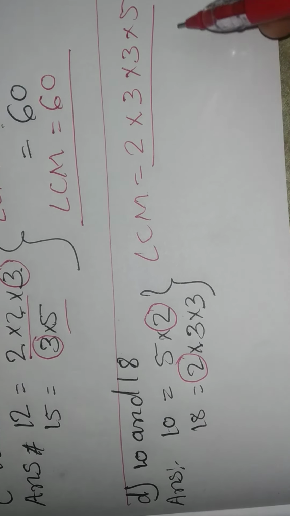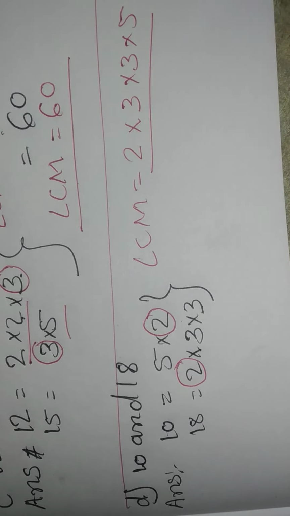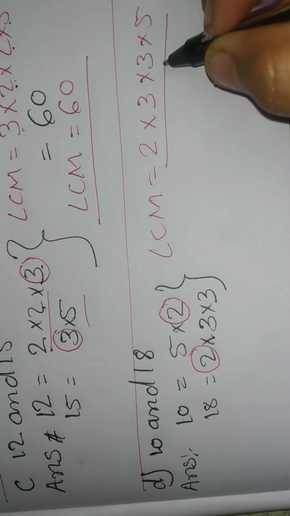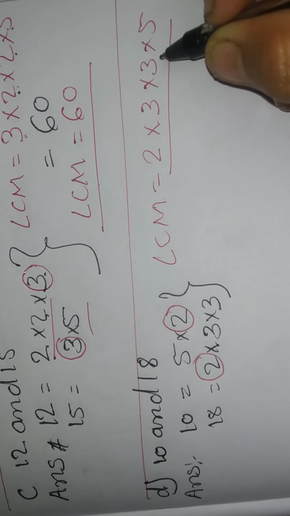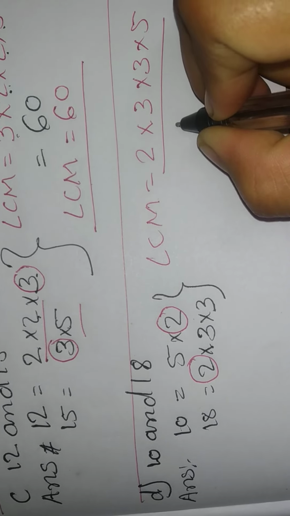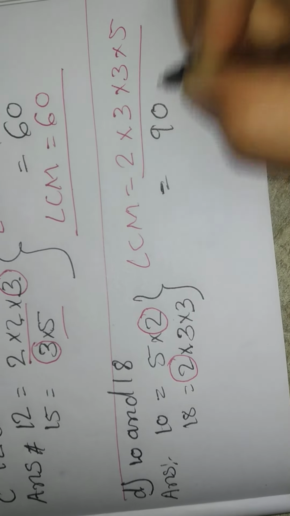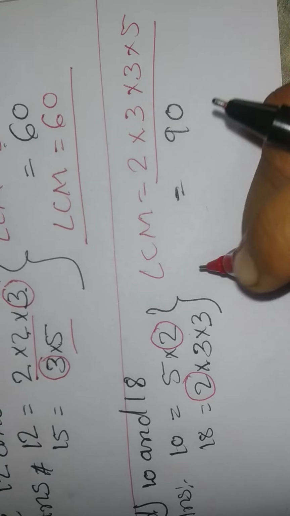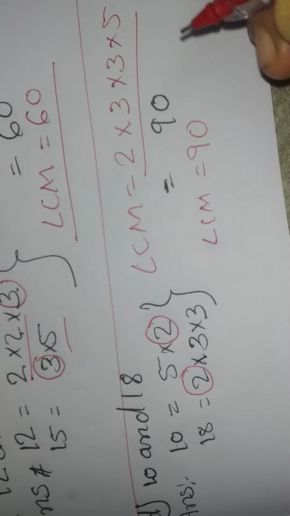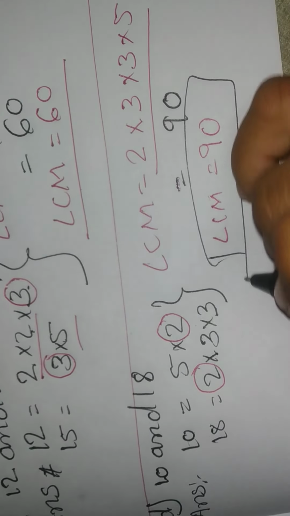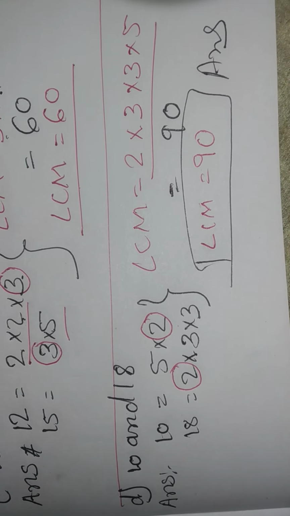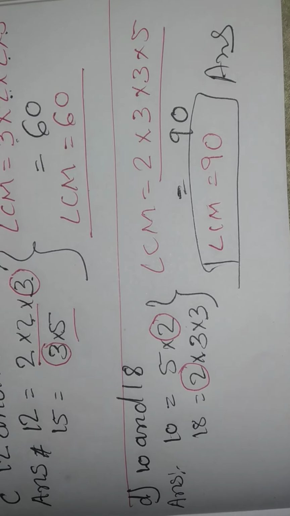Now we have to multiply these factors. So 2 3s are 6, 6 3s are 18, 18 5s are 90. So here we have to write 90. What do we have to write? 90. So here LCM is equal to 90, this is the answer. Look at these sums everyone and write it down in your notebook. I'll give you 1 minute. You have to complete your work.